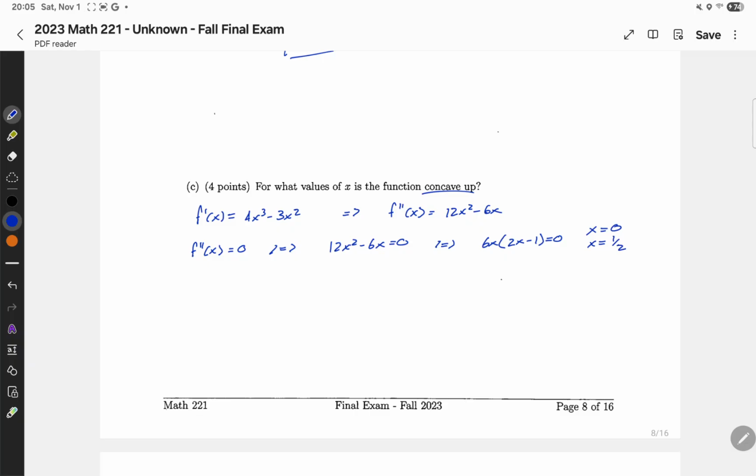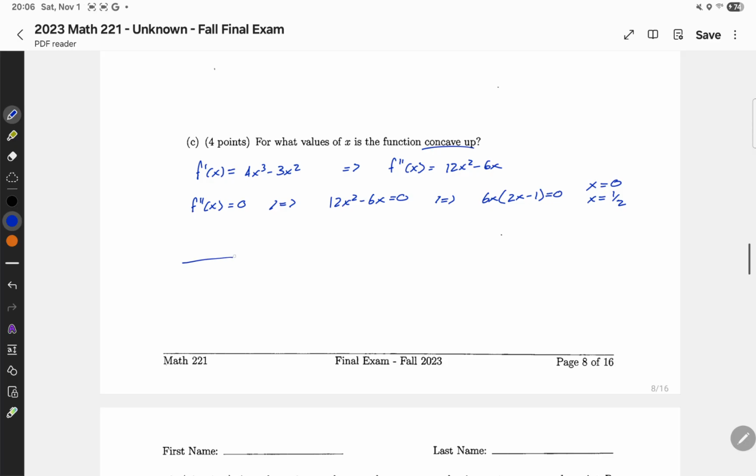And so now what we can do is we can do our number line again. So let's look at this. This time, instead of looking at f prime, we're looking at f double prime. And there are points at 0 and 1/2, the inflection points, right? So let's plug in some numbers. Let's go f double prime of minus 1, should probably work nicely. We can see 12 times minus 1 squared is just going to be 12, minus 6 times minus 1, this is 12 plus 6 is 18, which is positive.